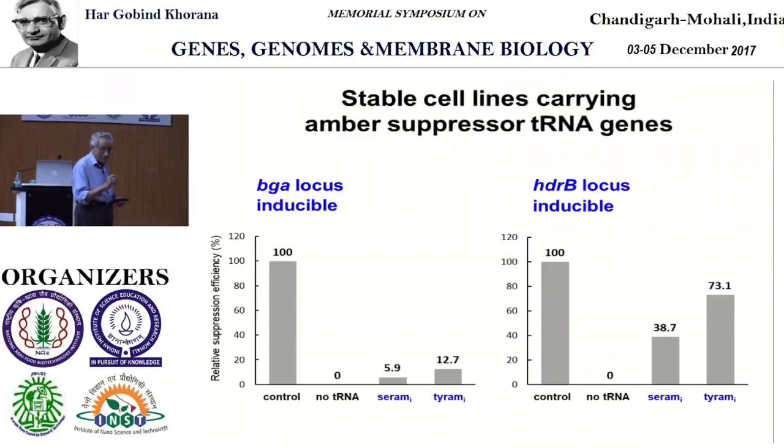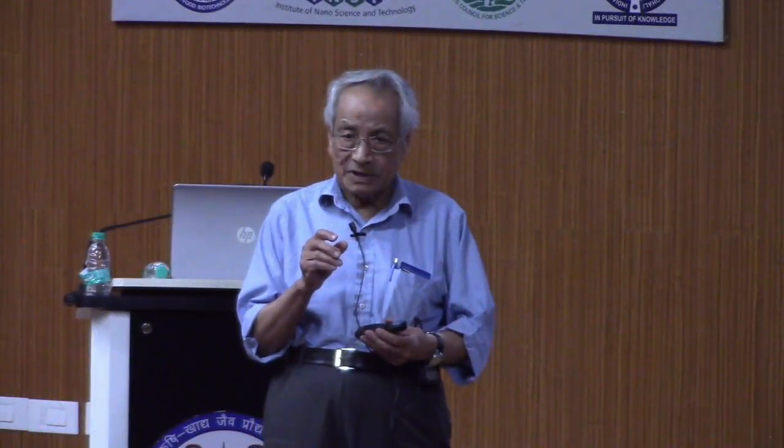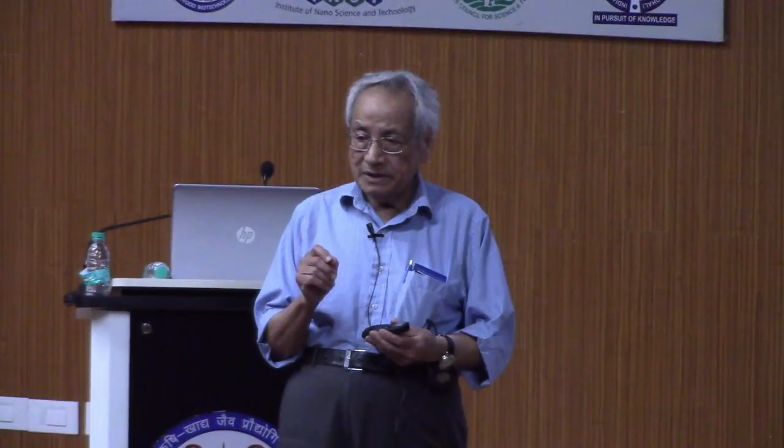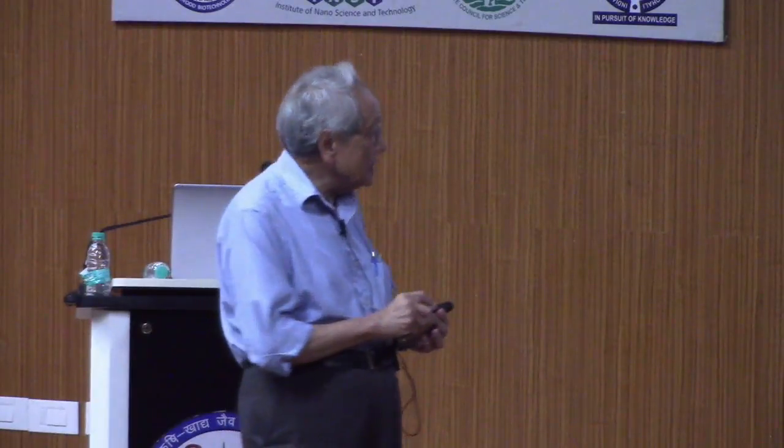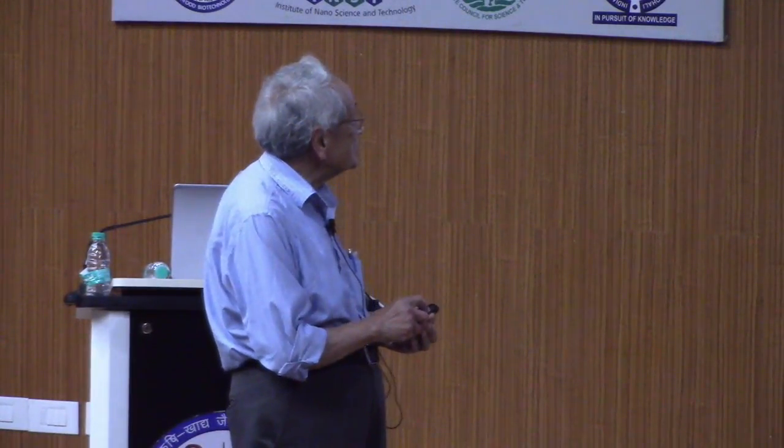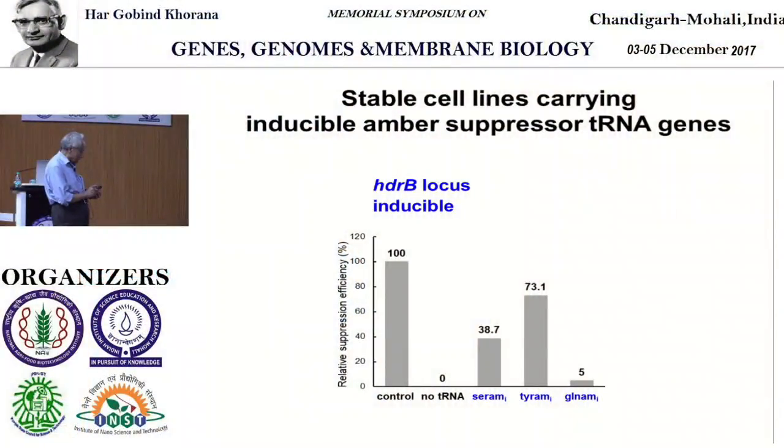That has become extremely useful for us, because some suppressors are so weak that we will not get any suppression otherwise. But if we can regulate it to such an extent, we will. Here I show the results. In the inducible system, with serine we get 38%. Tyrosine, we get 73%. Glutamine happened to be an extremely poor suppressor. We got zero results on the beta-gal locus, but here we're now seeing suppression. So even with a weak suppressor, you'll get suppression.